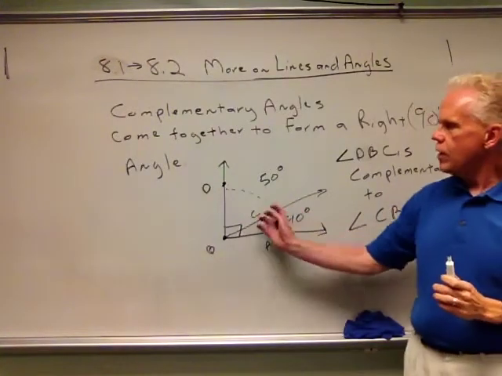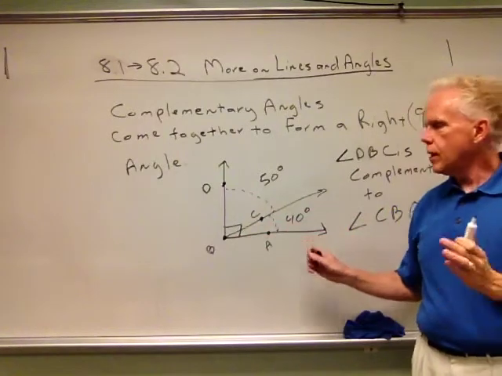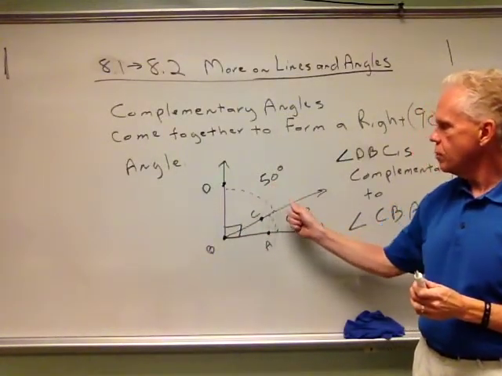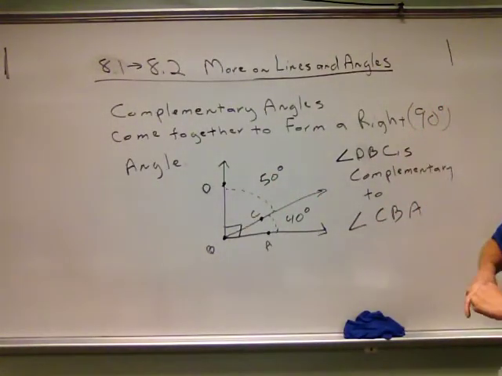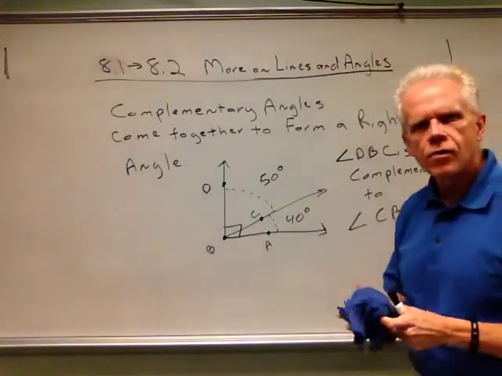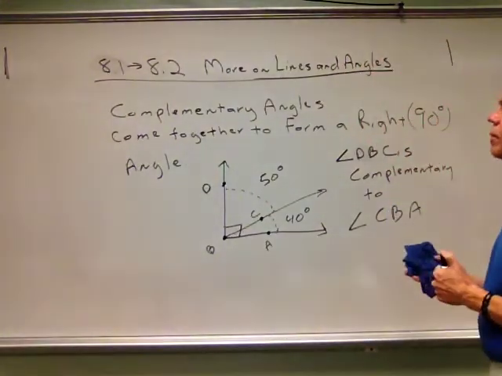We can see it visually here that they form the 90-degree or the right angle, but we can also see it through mathematics of simple arithmetic. 50 plus 40 is 90. So complementary angles come together to form a 90-degree or a right angle. That's what's happening with complementary angles.